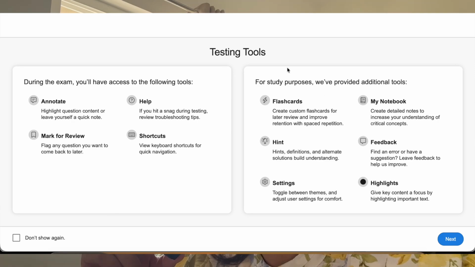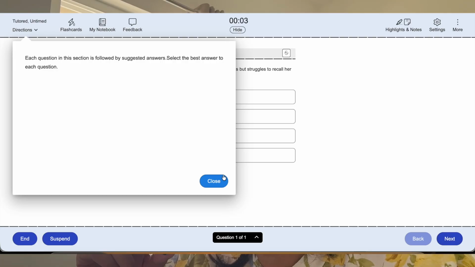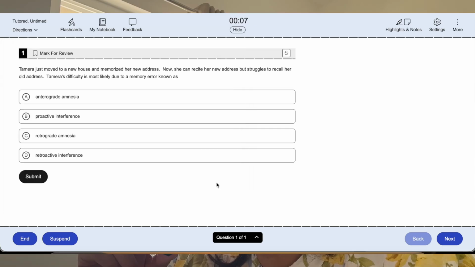Here are some guidelines. You can, of course, annotate, mark for review, seek out help if you get stuck, or use the shortcut keys. They also have additional tools such as flashcards, etc. So make sure, in case you need them, you can access those tools on their platform. Now, here's what the question screen actually looks like. Very similar to how it would appear in your AP exam. Go ahead, practice your questions, and then end it once you're done.